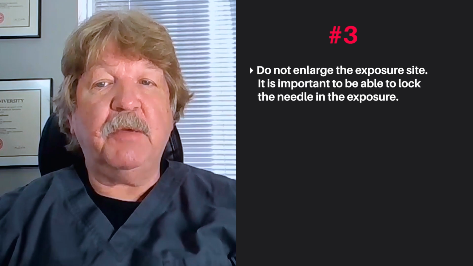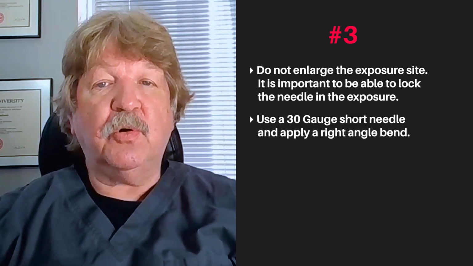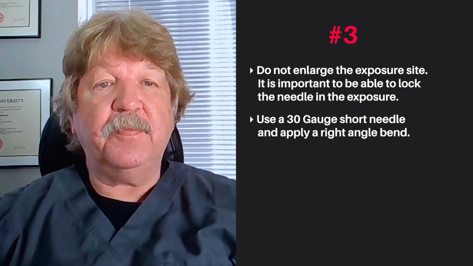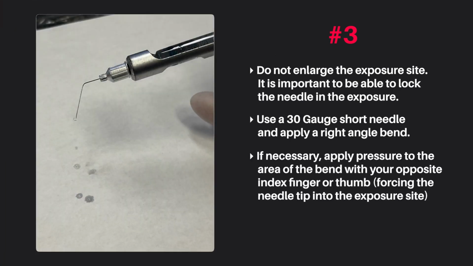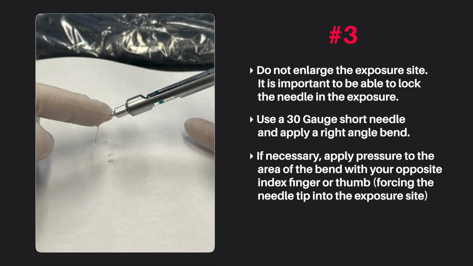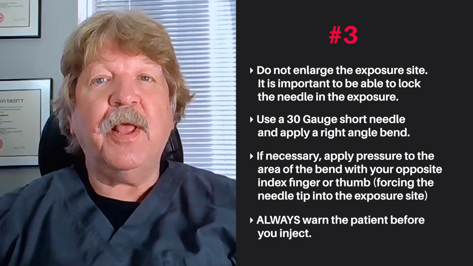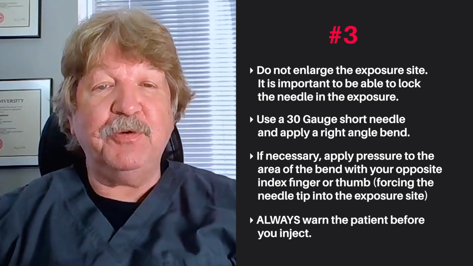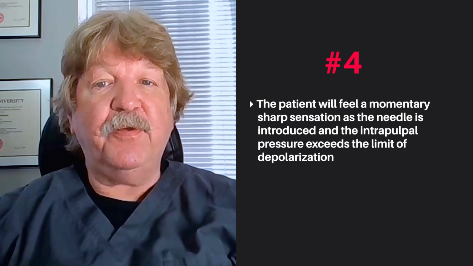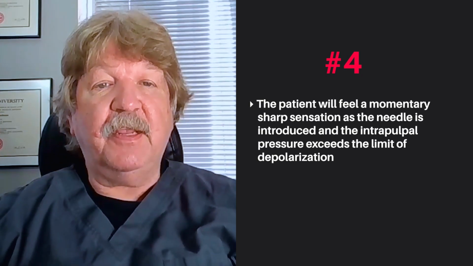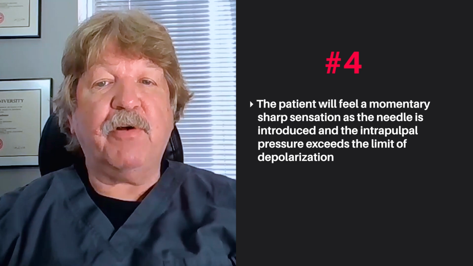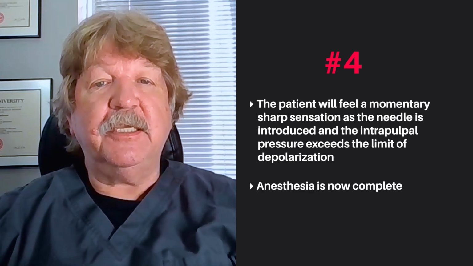It is important to be able to lock the needle into the exposure. Use a 30 gauge short needle and apply a right angle bend. If necessary, apply pressure to the area of the bend with your opposite index finger or thumb, forcing the needle tip into the exposure site. Always warn the patient first before you inject. The patient, again, will feel a momentary sharp sensation as the needle is introduced and the intrapulpal pressure exceeds the limit of depolarization. Now the anesthesia is complete.